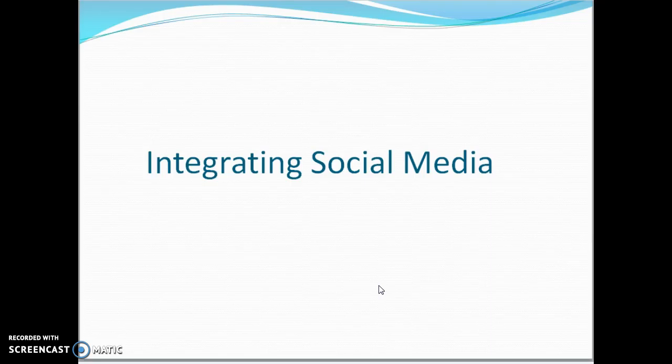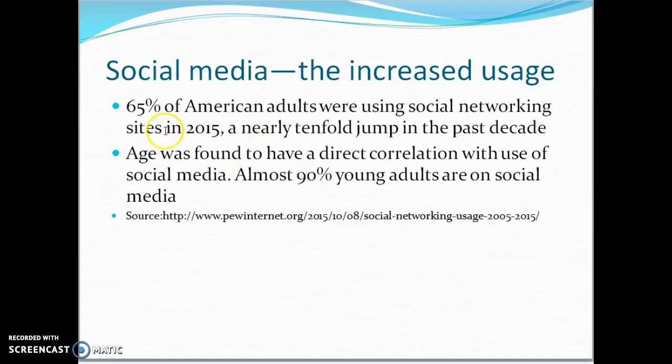But before that, let me share some interesting facts with you. Did you know that 65% of American adults were using social networking sites in 2015, a nearly tenfold jump in the past decade? And age was found to have a direct correlation with use of social media. Almost 90% of young adults, that is, people in the age group of 18 to 29, are on social media. Can we ignore social media anymore?